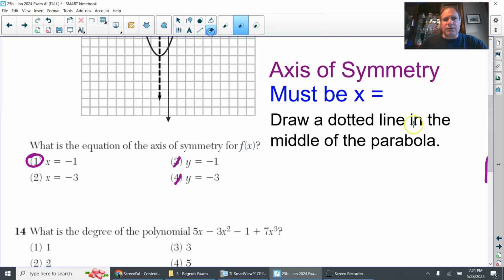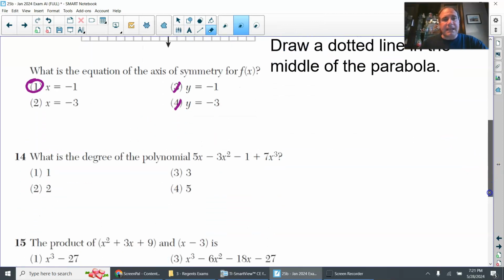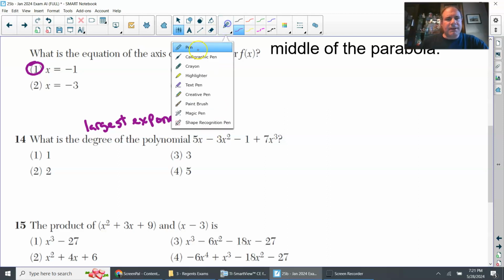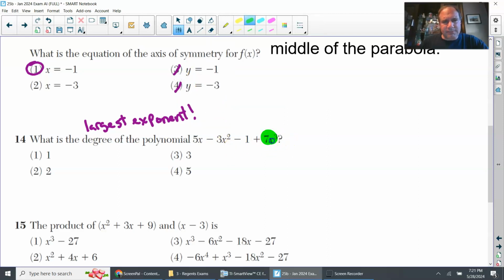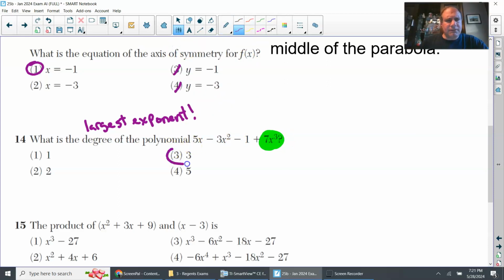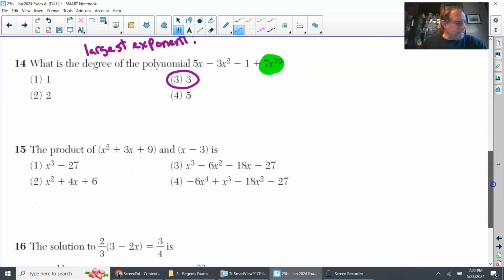So the question number 14, again, they ask it so much. What is the degree of the polynomial? It is the largest degree, the largest exponent. So I'm going to highlight the largest exponent. The largest exponent is this. So what's the degree? It's 3. And that was 14.